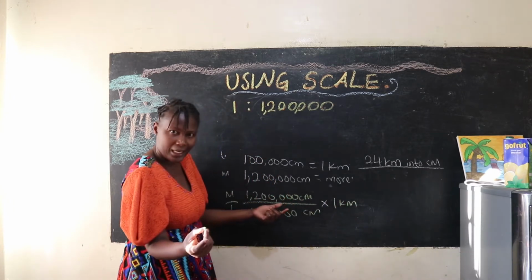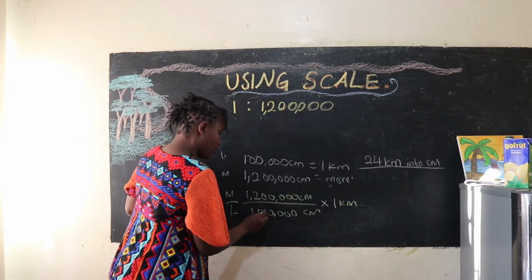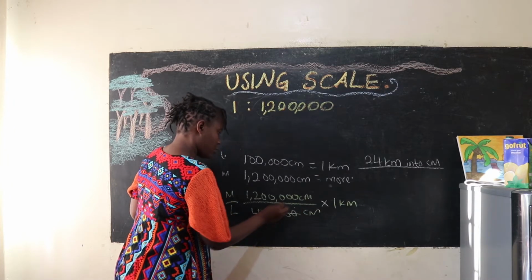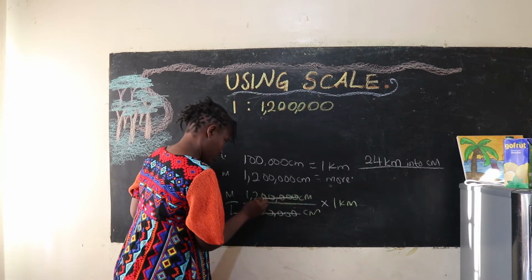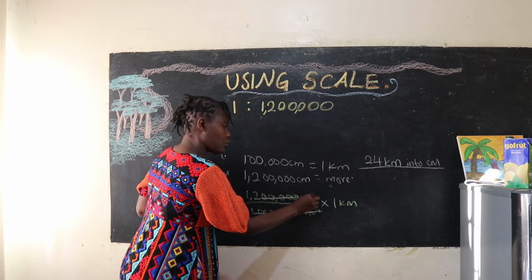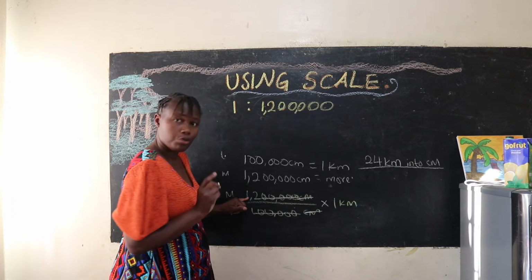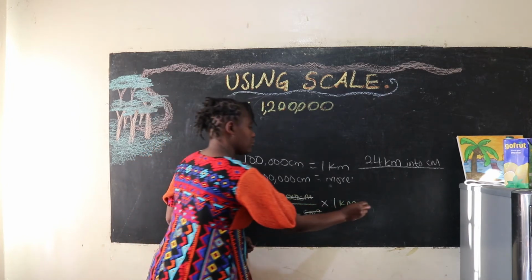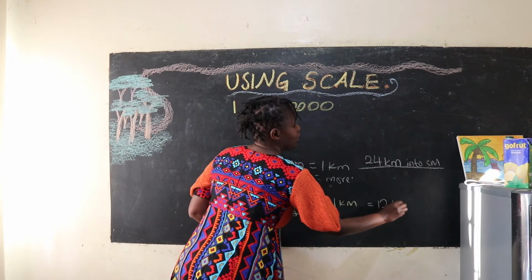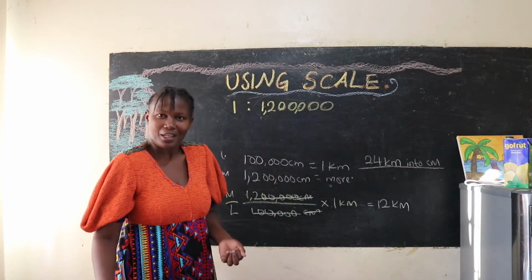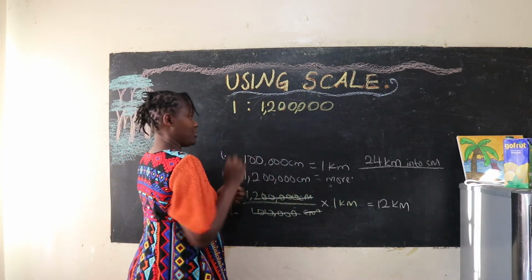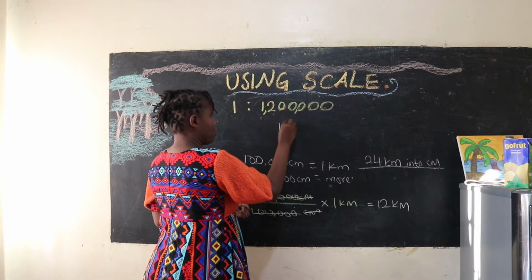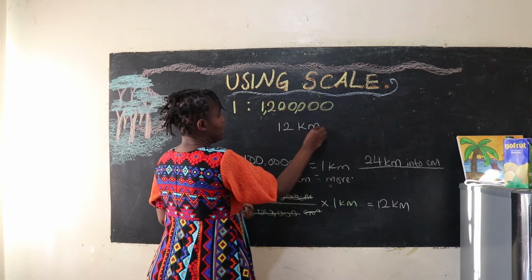Now what do we get? Let's see. All the zeros will cancel. 1, 2, 3, 4, 5 zeros will cancel with 1, 2, 3, 4, 5 zeros. And the centimeter will also cancel with a centimeter. We have 12 remaining. 12 times 1 kilometer gives us 12 kilometers. Now we have changed it. We no longer have this in centimeters, but we have it now in kilometers. And we have 12 kilometers.